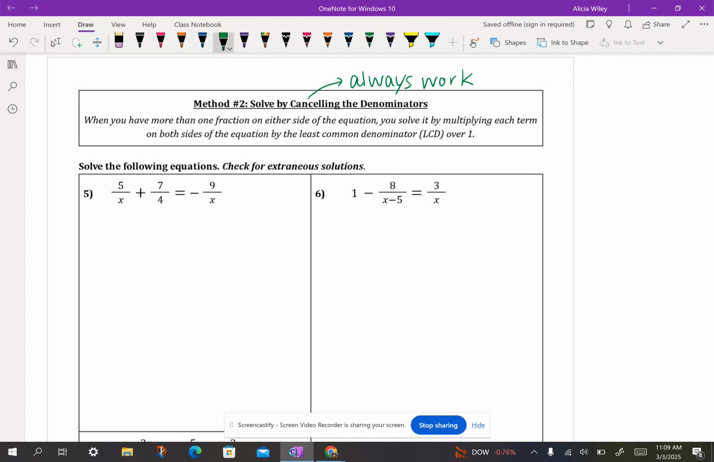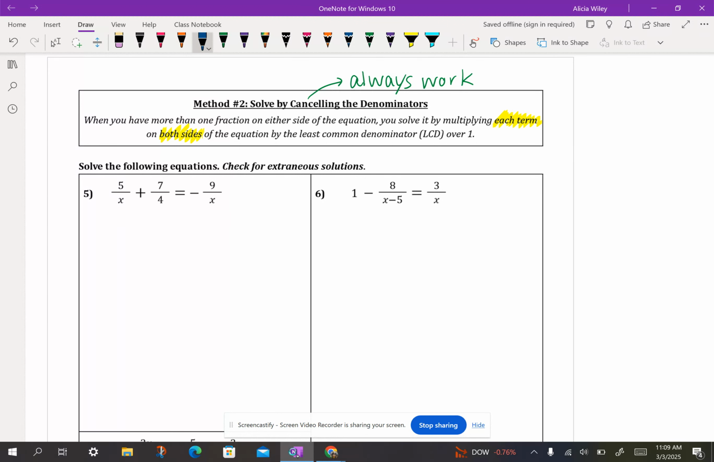Okay, it says when you have more than 1 fraction on either side of the equation, you solve it by multiplying each term, and let's highlight that right here, multiplying each term on both sides of the equation by the least common denominator, the LCD, okay? And I said the least common denominator over 1 because when I have fractions, even if it's not a fraction, I like to put it over 1.